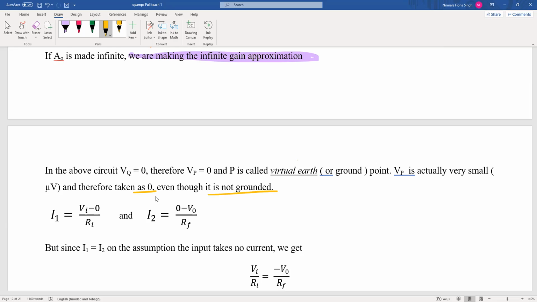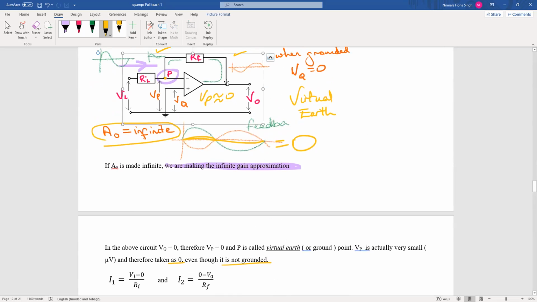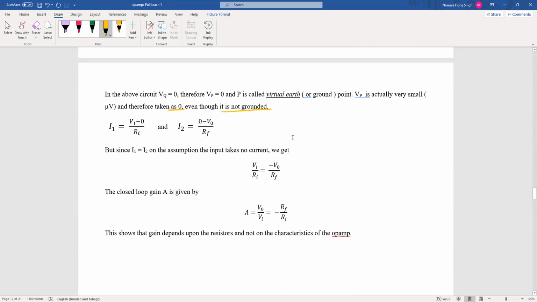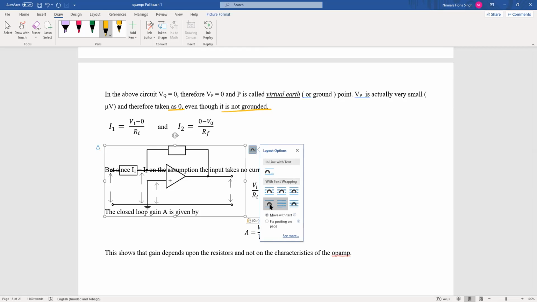So what we have now is two currents to look at. This is a different way of deriving our gain for our inverting amplifier. That's what we're doing right now. Let me just get the circuit back down here for good reference.